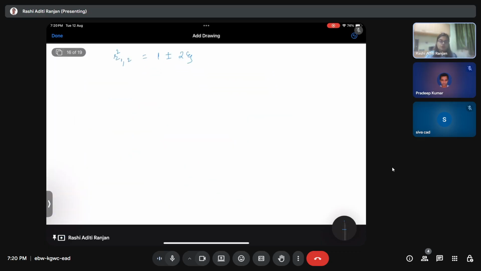Okay, so this is what we get. Now, omega 2 square minus omega 1 square, what can I write it as? I can write it as (omega 2 plus omega 1) into (omega 2 minus omega 1), right? This will turn out as, since if you see, we have omega 2 square minus omega 1 square, okay?